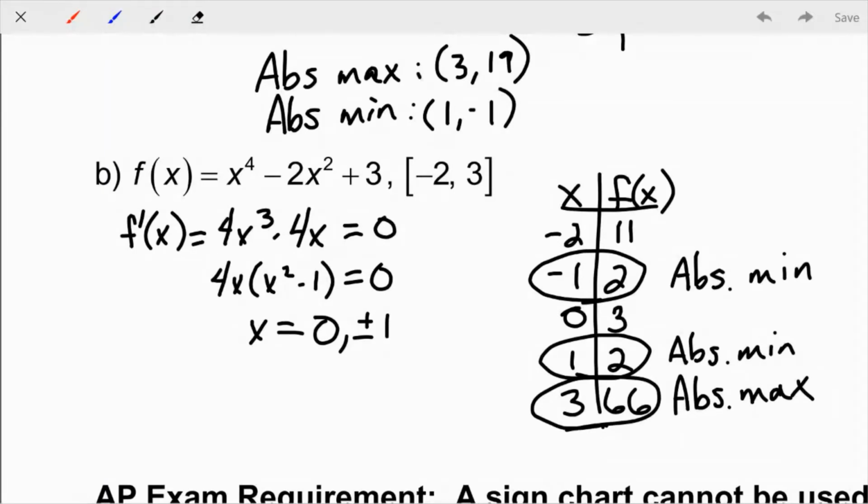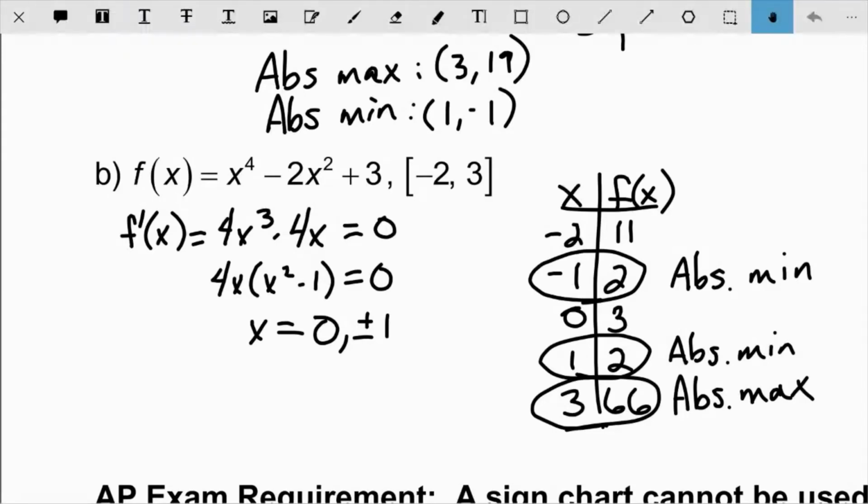And all I'm going to do is identify, okay, which one's the highest point? That's the absolute maximum. Which one's the lowest point? That one's the absolute minimum. And I'm just comparing the function values there. Notice there's 2 points where there's an absolute minimum. There's 1 point where there's an absolute maximum. And again, that table that I put in there, that's my candidates test. That serves as my justification.